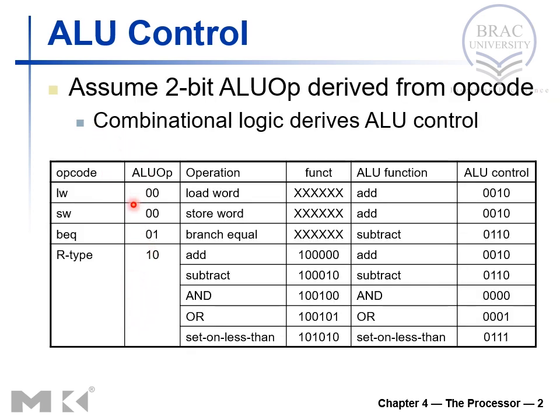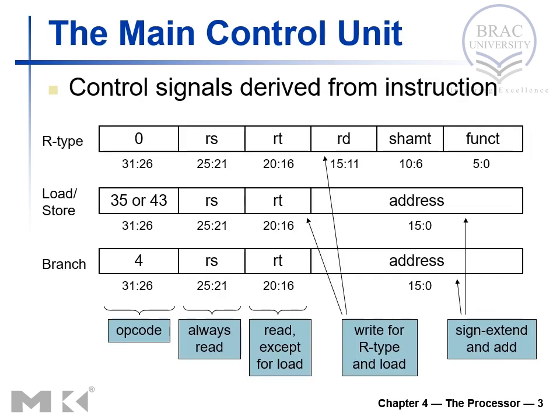Here we could see the ALU opcode that is generated by the control unit, and based on these control signals from the control unit, the ALU function gets generated that goes to the ALU for performing specific operations. If we look here, this is the instruction type, basically the R-type instruction, load store type instruction, and branch type instruction. Load store and branch are I-type instructions.